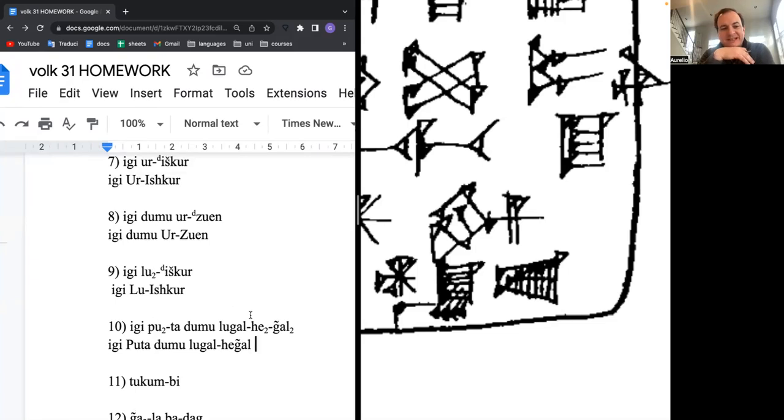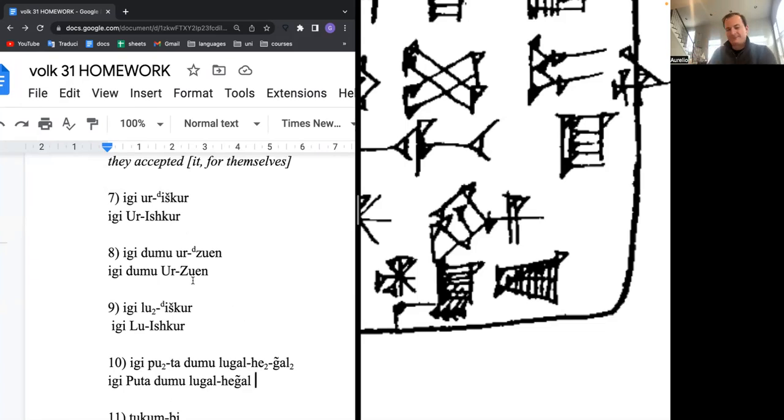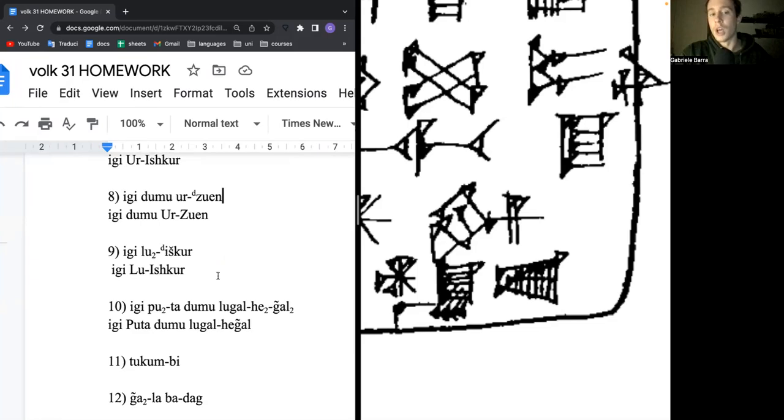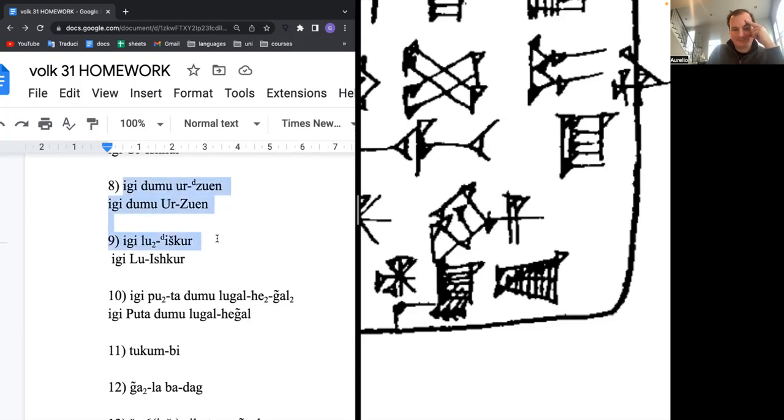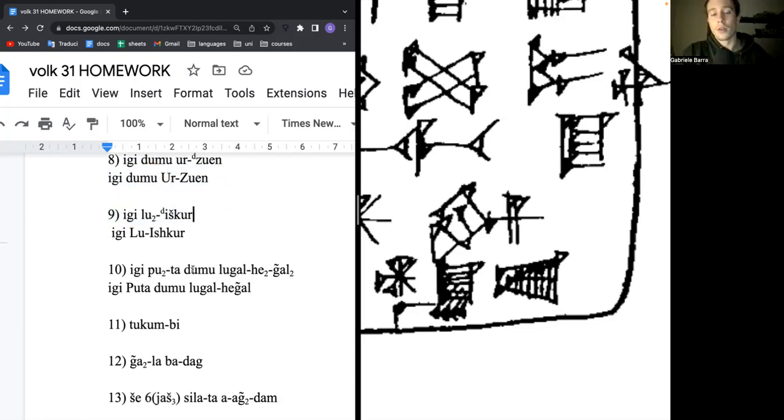And for whatever reason, Igi is repeated in between. I just noted a parallelism between 7 and 9 and 8 and 10, and I was wondering, does that mean anything? How many people are witnessing? So we have among the witnesses, Ur-Ishkur. Then we also have the son of Ur-Zuen, whose name is not included, or it could be Lu-Ishkur in front of son of him. So that's a possibility.